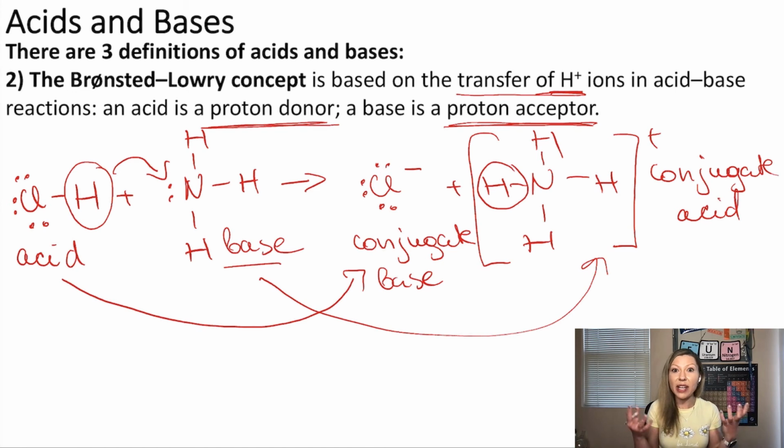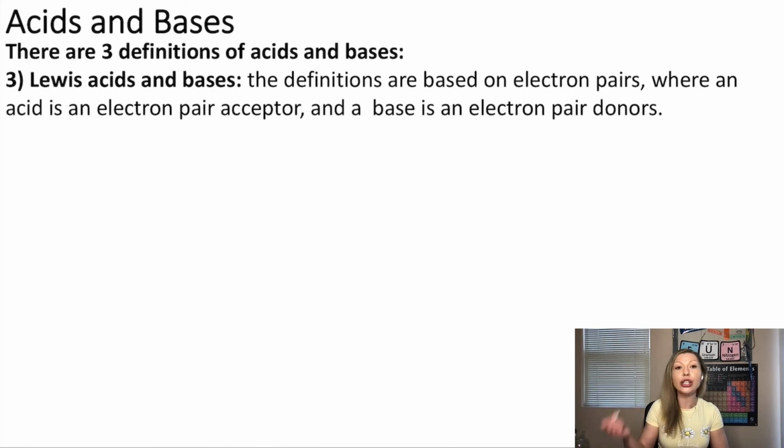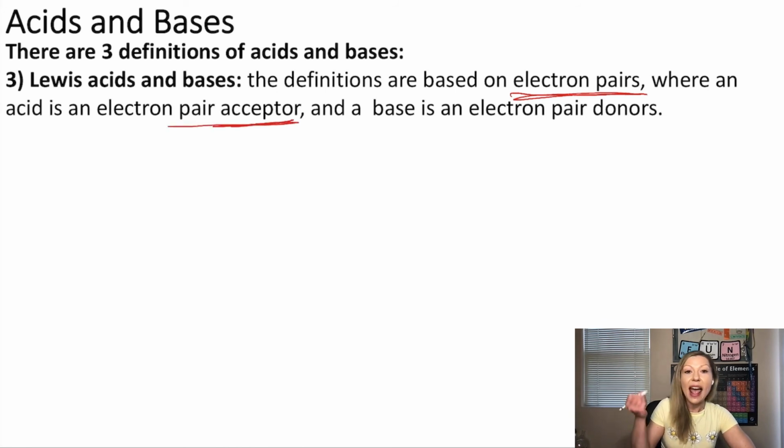Now, can we actually come up with a more generalized concept? Yes, we can. So actually, Lewis defined acids and bases based on electron pairs. So an acid is going to be an electron pair acceptor, and the base is going to be an electron pair donor. So let's have an example.